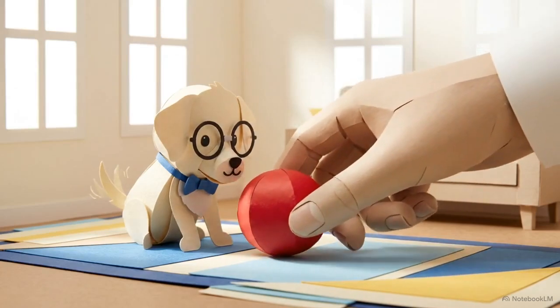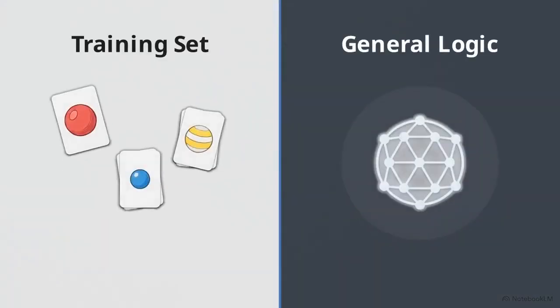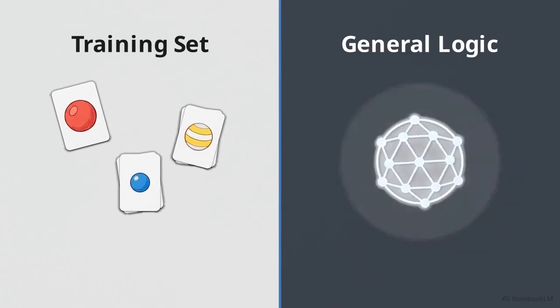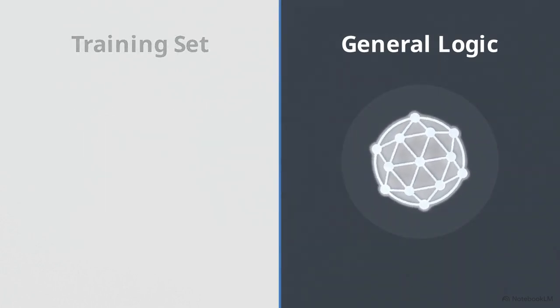Finally, it's test day. We place a brand new toy in front of Pip, one he has never seen before. This phase is called evaluation. Testing Pip on a new toy proves he recognizes the general traits of a ball rather than only knowing the specific cards he saw during practice.